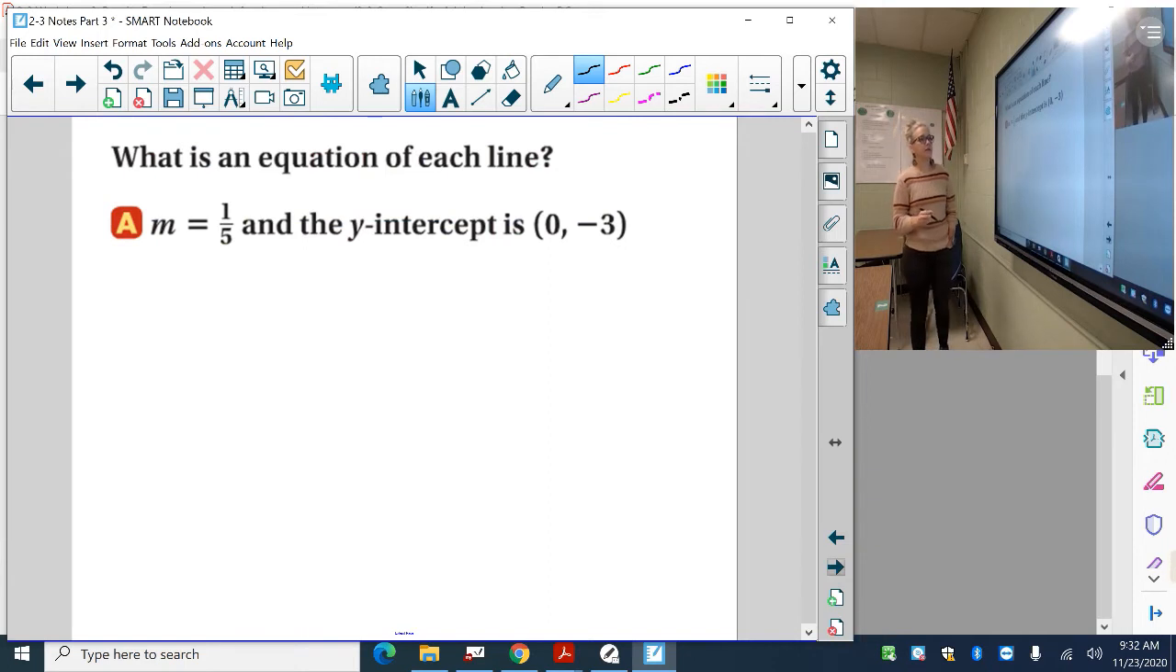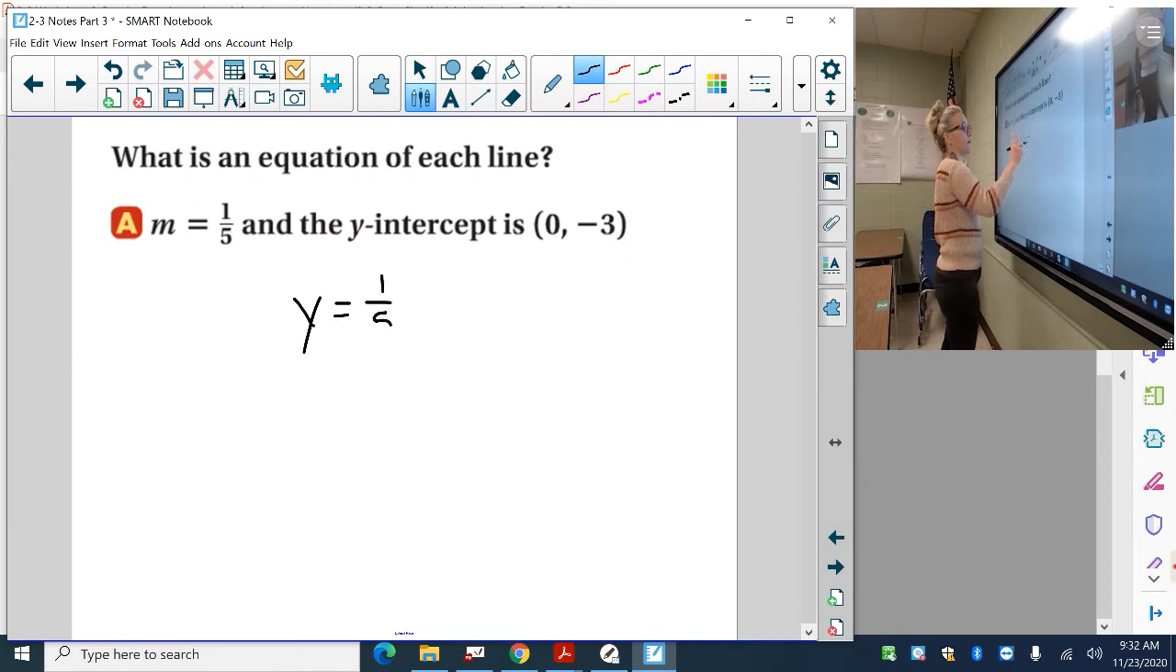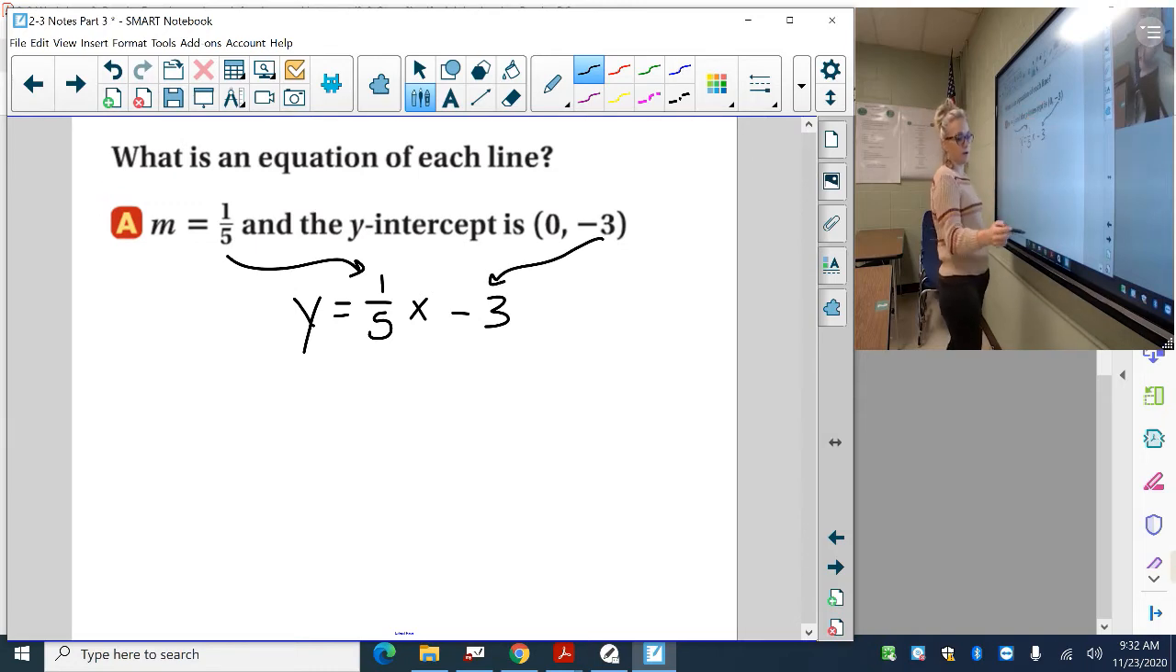Now, what is the equation of a line with slope 1/5 and y-intercept (0, negative 3)? Well, y equals 1/5 x minus 3. I took the 1/5, plugged it in, the negative 3, plugged it in, we're good to go.